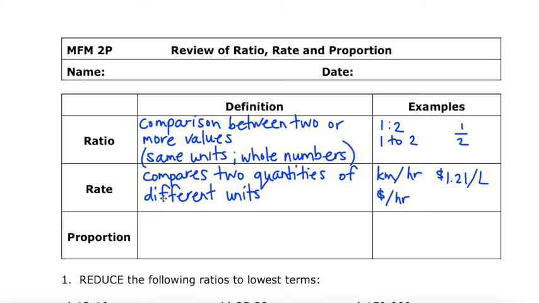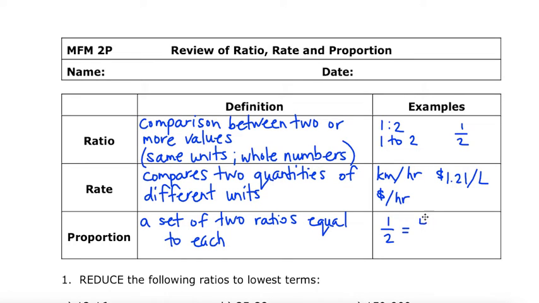And a proportion is where we set two ratios equal to each other. It's a set of two equal ratios. So this is where we look at those ratios or fractions when we think about equivalent fractions. Those would be the same thing for proportions. So we might compare 1 over 2 to be the same as 4 over 8. And oftentimes we use proportions when we're looking for an unknown.